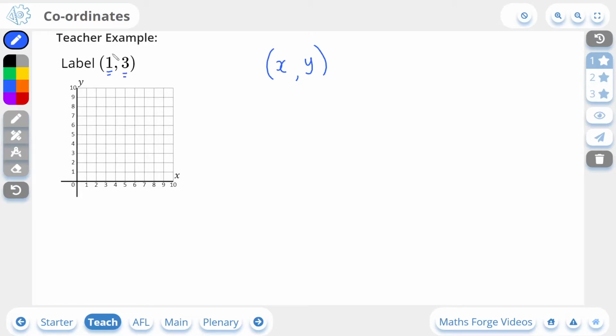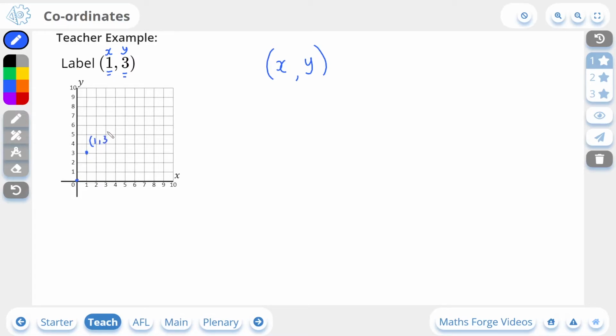So let's see what this coordinate (1, 3) looks like. We can see that in the x place there's a 1 and in the y place there's a 3. So the x coordinate is 1. I'm going to start at 0 here, right here. I'm going to go across by 1 and the y coordinate says 3, so that means I'm going to go up by 3. So 1, 2, 3. And there we go. This should be the coordinate (1, 3).